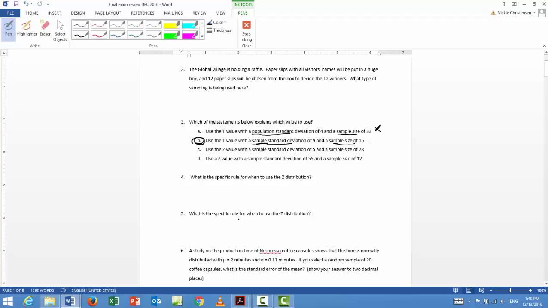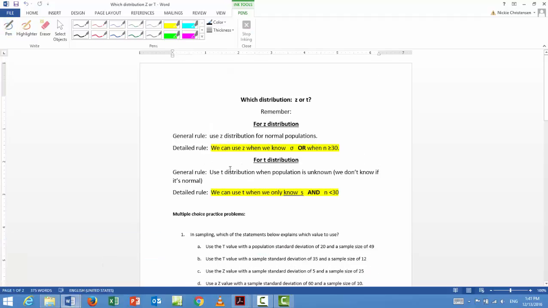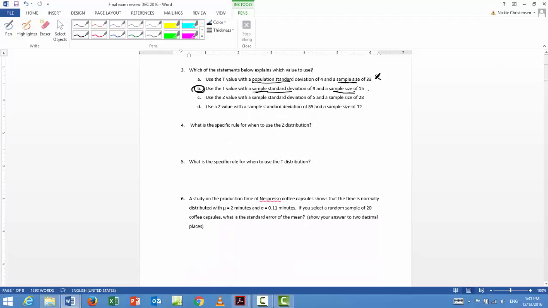Okay, questions 4 and 5, really I included these just to reinforce in your minds that you must memorize these two rules. Okay, you got to know those, because this z versus t is not just going to show up as a multiple choice question or two. It's also going to show up in the actual questions. Yeah, you have to know which distribution to use to solve the actual questions. Okay, so on to question 6.